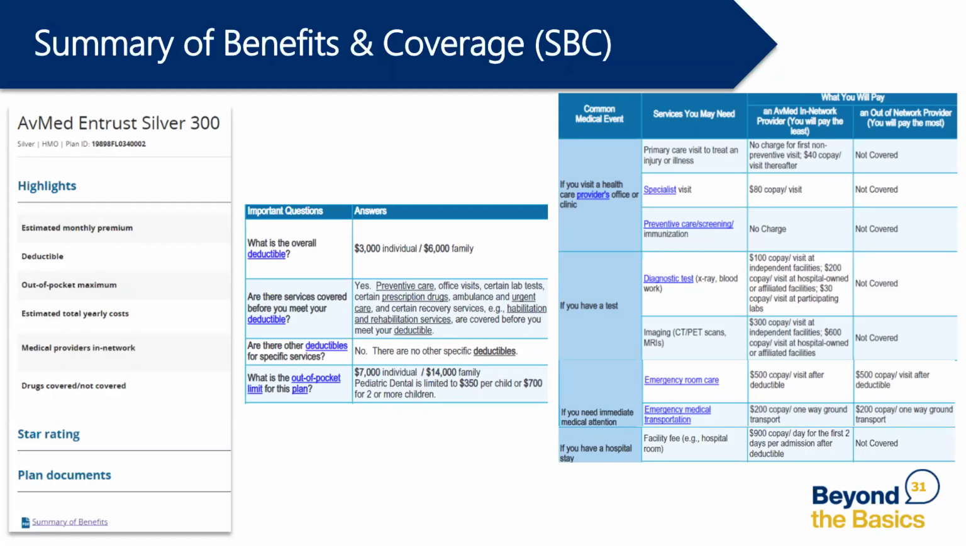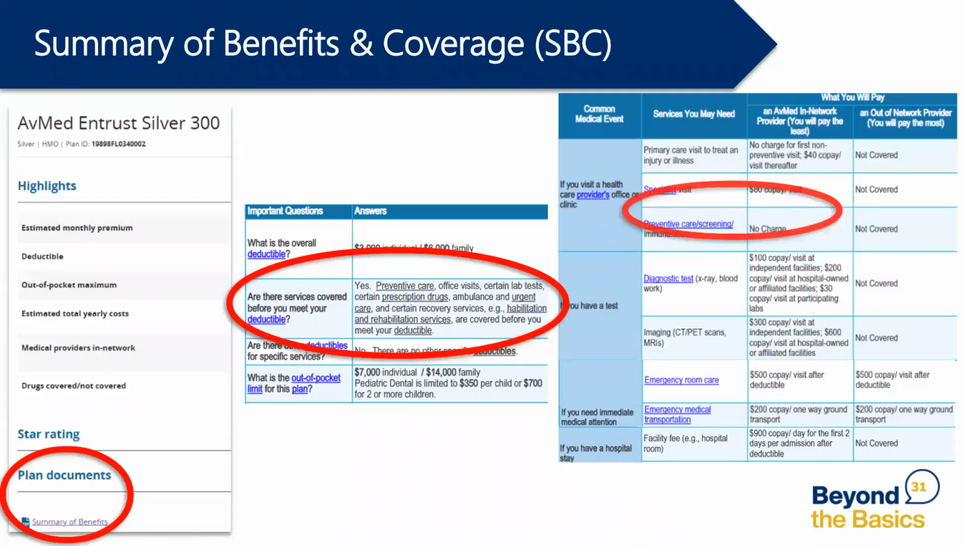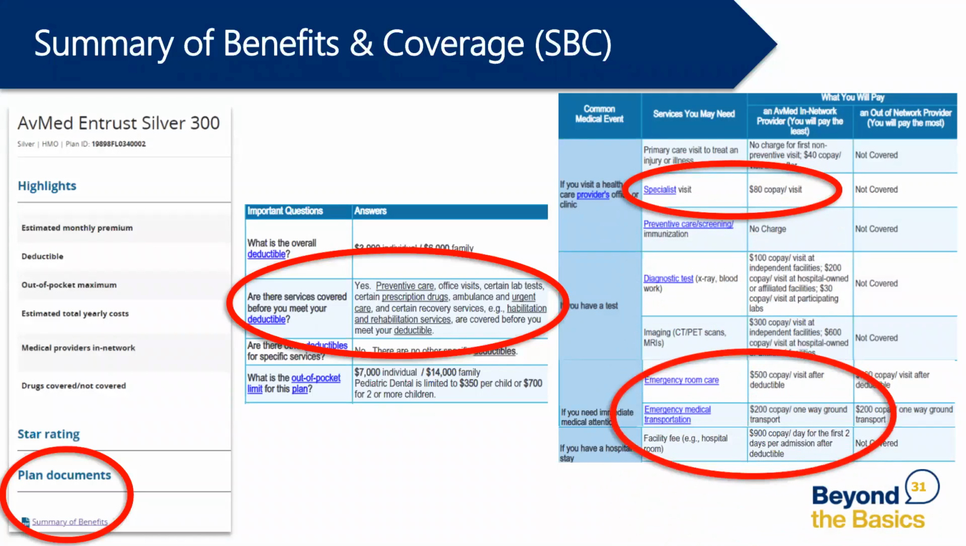So here you can see just a couple of examples of what you might find on an SBC. In this case, these are standard questions that you see. Are there services covered before you meet your deductible? Yes, preventive care, as we talked about, but then also in this plan, certain prescription drugs, office visits, ambulance and urgent care, a bunch of different services that are covered before you meet your deductible, which is good information to know.